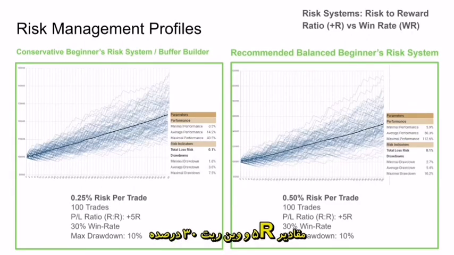These are both the same systems with 5R and 30% win rate, right? 5R on average is what we would be winning on our trades, right? But you can see the huge difference between our average performance, right? Now, the thing is, I don't want to say that 0.25% risk per trade is bad at all.